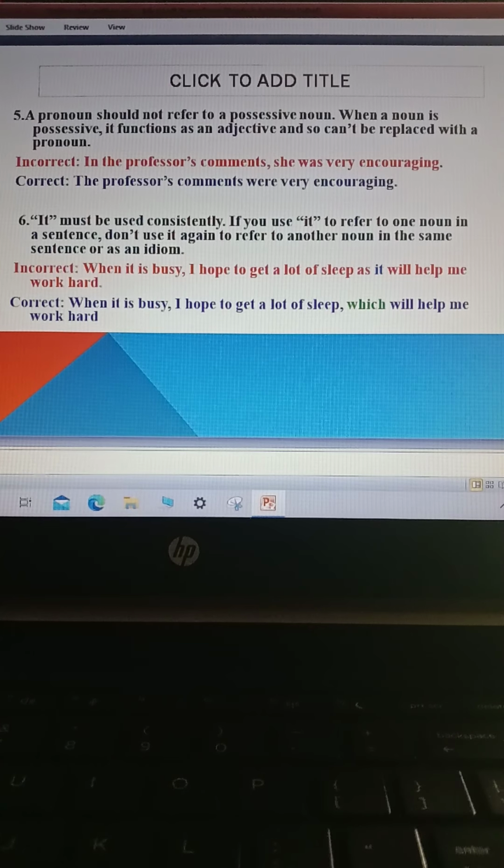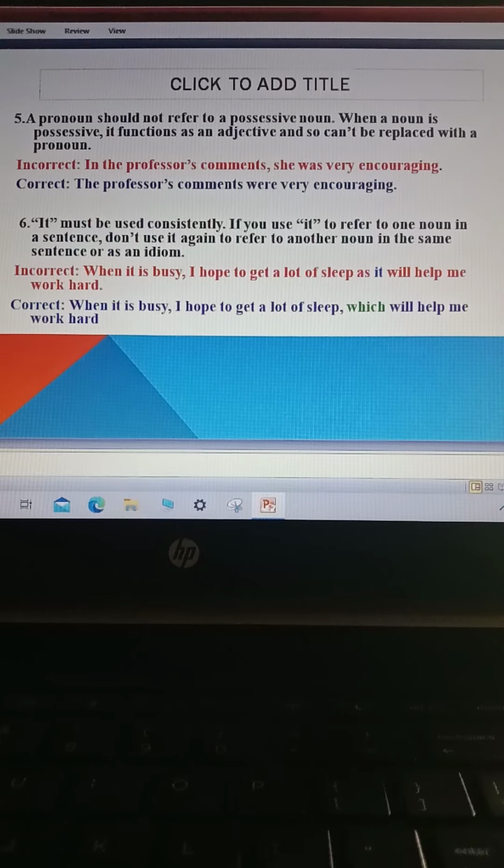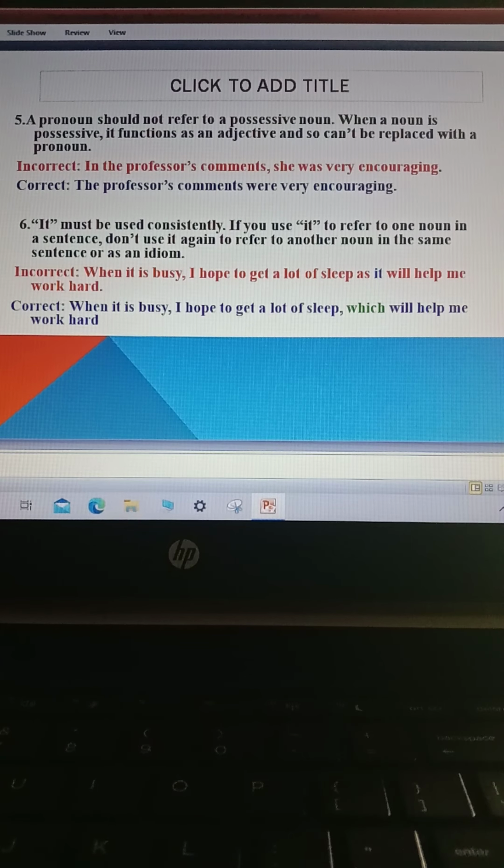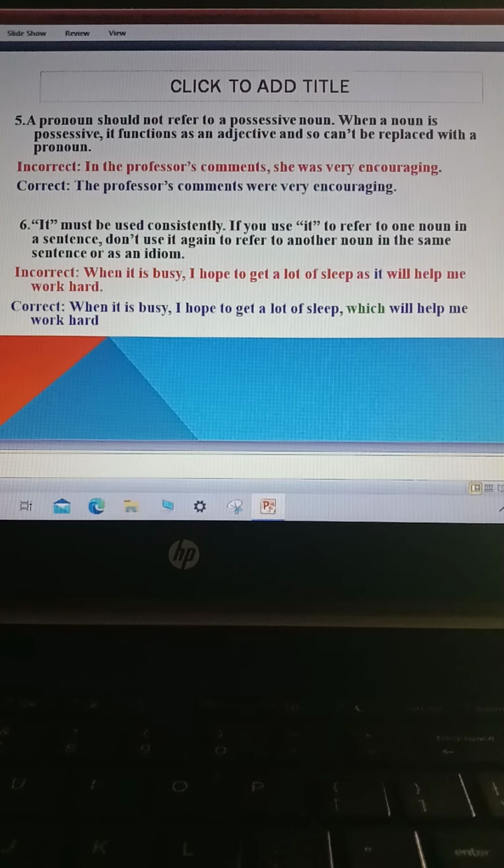Rule 6: it must be used consistently. Here we use it so carefully. If you use it to refer to one noun in a sentence, don't use it again to refer to another noun in the same sentence or as an idiom. Then it will be a problem. Whenever the student mentions it as a pen, it as a table in the same sentence, what does it mean, pen or table? You should identify just one.